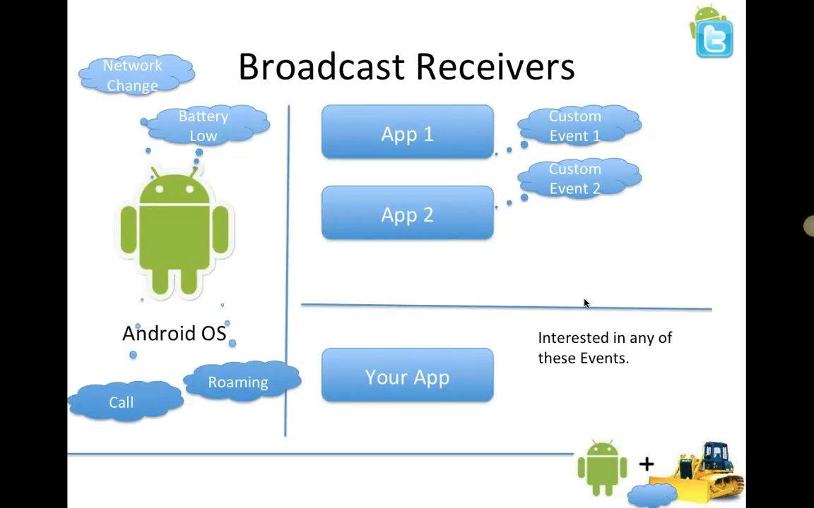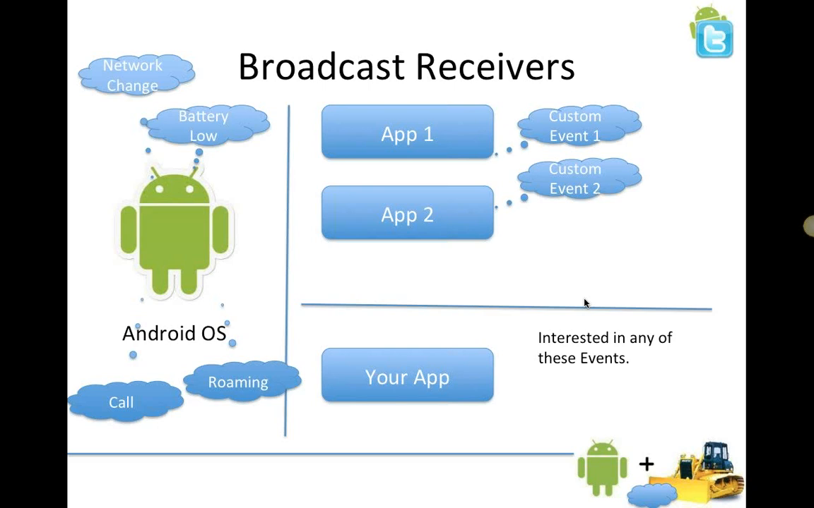The third thing which I want to talk about, and then we'll move on to the design of the application, is events which are thrown in Android. So on the left-hand side, I've shown the Android OS itself, which is throwing out events like network change, battery low, call, and roaming. These are very important events because, let's say I'm having a Dropbox application and I'm outside my roaming area, and the data plan is going to cost me extra.